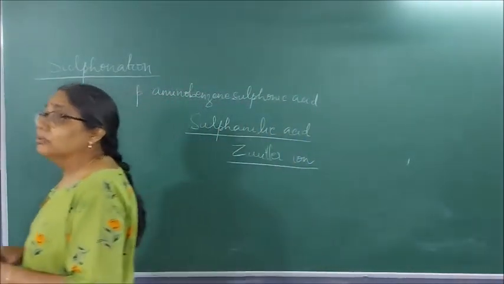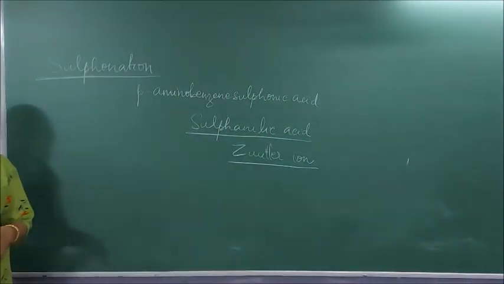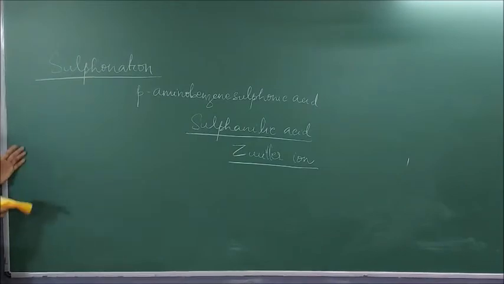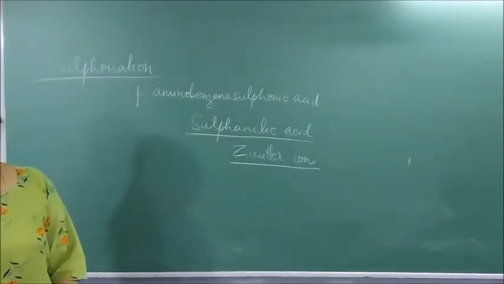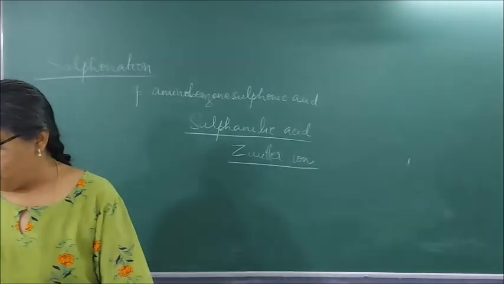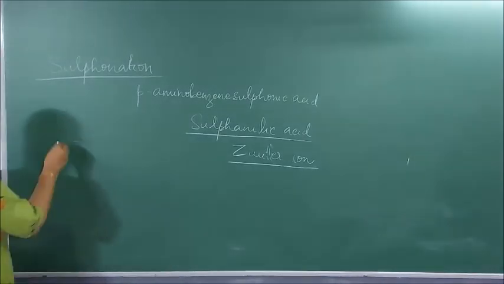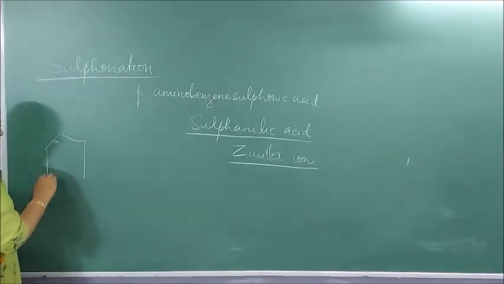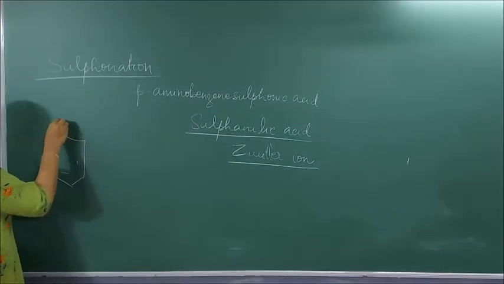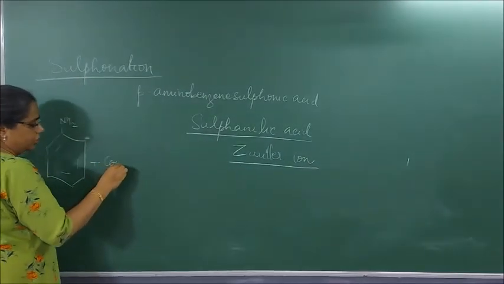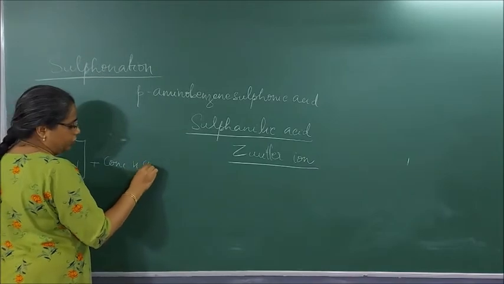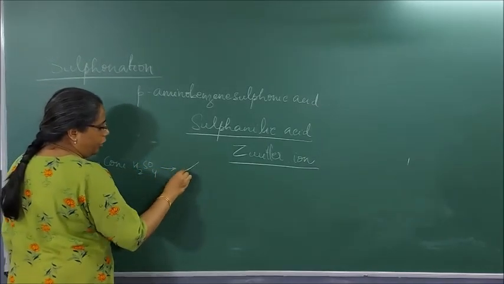Okay, so Nritya, please write which exists as Zwitter ion. I will explain Zwitter ion. Okay, write the equation. First thing, C6H5NH2. This reacts with what? Concentrated H2SO4 to form what?